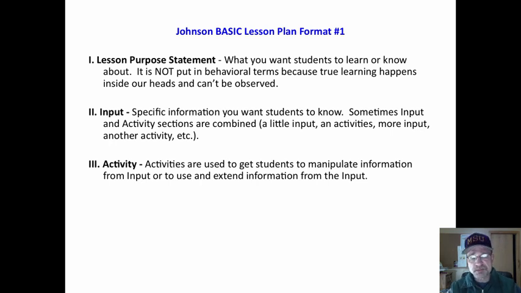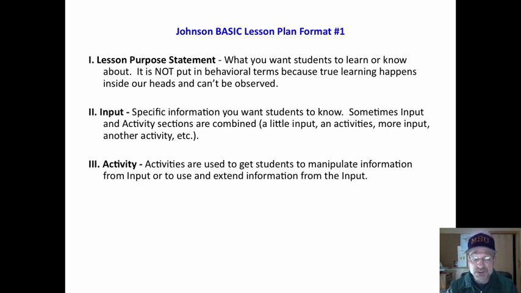The basic lesson plan format starts with a purpose statement. What is your purpose? What do you want students to know or learn? I do not encourage behavioral objectives because true learning happens inside the head. We are teaching. We are not training rats. So a purpose statement is the way that most teachers think. What is my purpose? The input is the specific information that you want students to know.